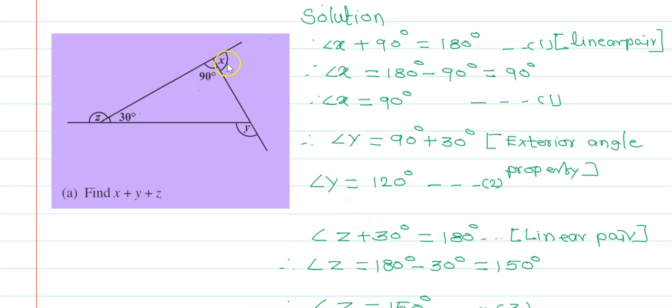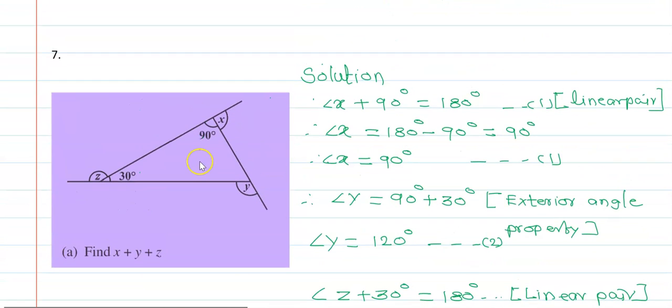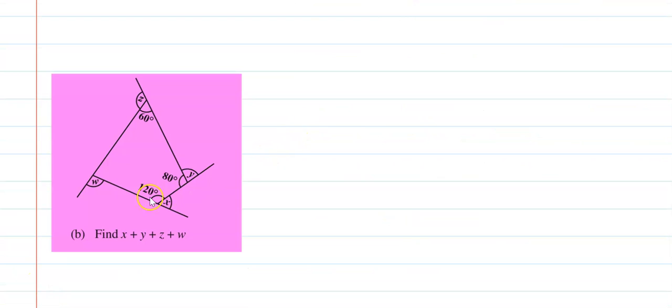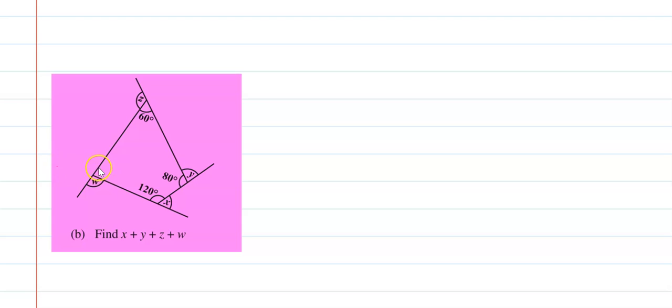First, we find out the value of x. Then, by using the exterior angle property, we find the value of y, 30 plus 90. Again, by the linear pair, we find the value of z. And then we take x plus y plus z, that is 360. Now, the next problem. From this figure, we want to calculate x plus y plus z plus w. Now, here, suppose the measure of this angle is A.